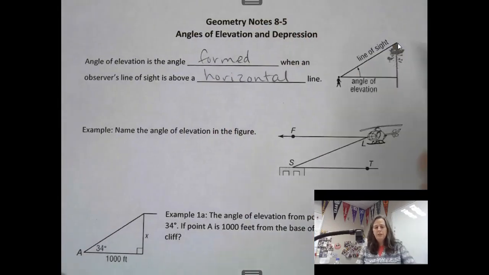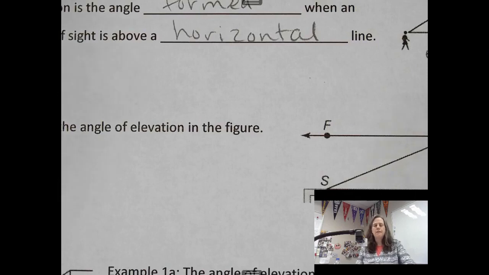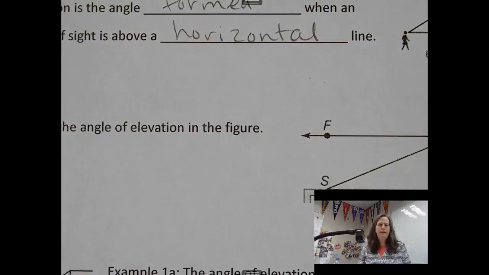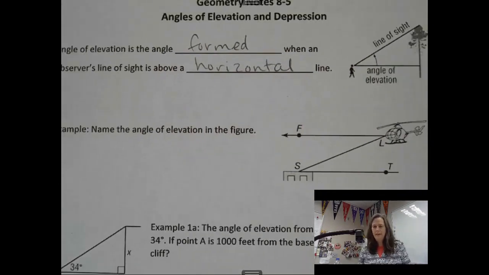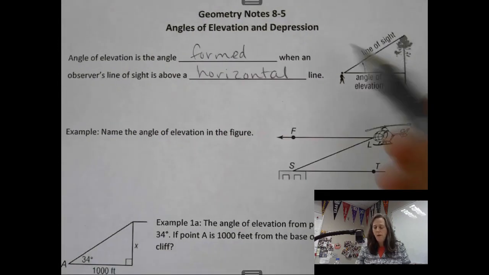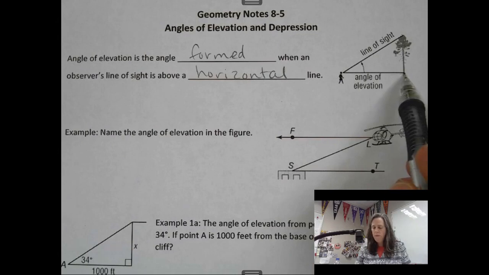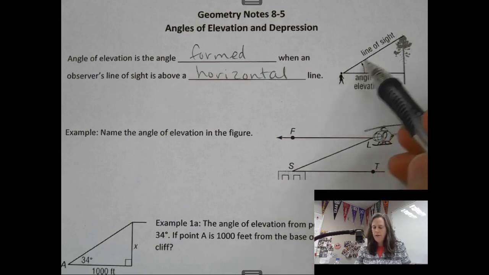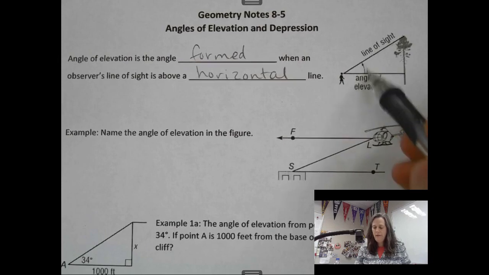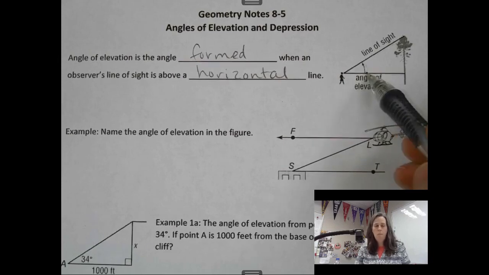So this is a little picture. This little guy was looking up at an angle. So this would be the horizontal line, and the angle that he or she is looking is up. And then there's this angle in between that they call the angle of elevation.